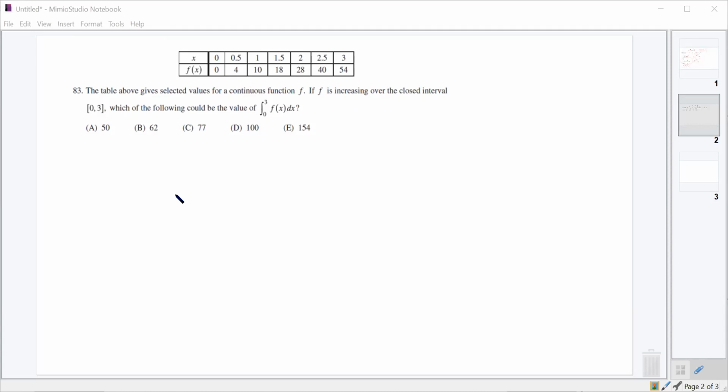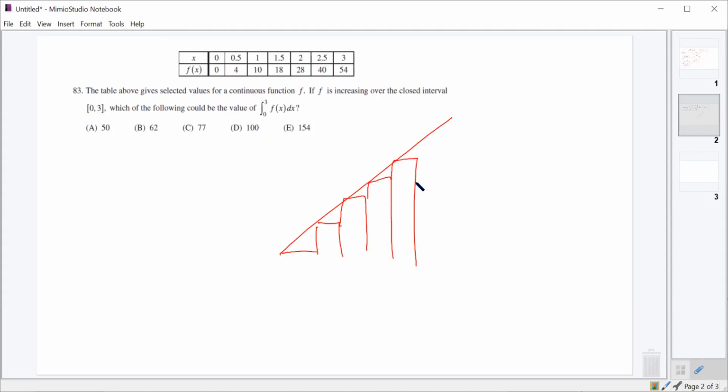Let's see here. There's lots of different ways we could go about this, really. I think the best way is, since we know that f is increasing, we know that a left Riemann sum will underestimate the value, right? And a right Riemann sum will overestimate the value. So if we were to find the value of a left Riemann sum and a right Riemann sum, it would have to be between those two values.